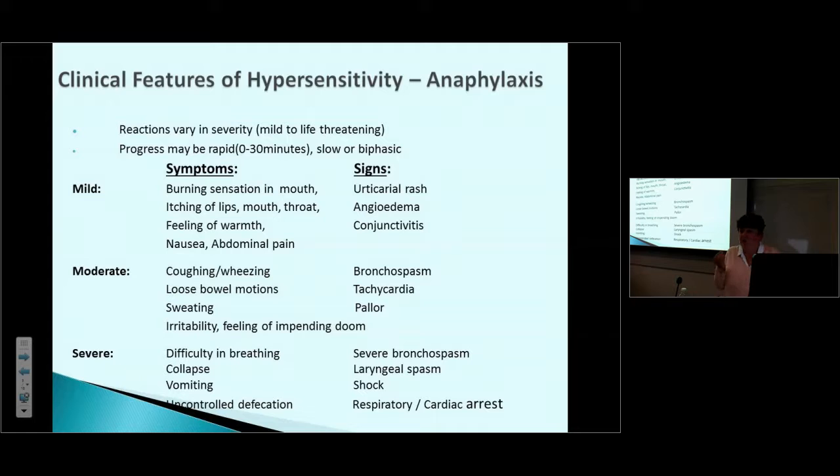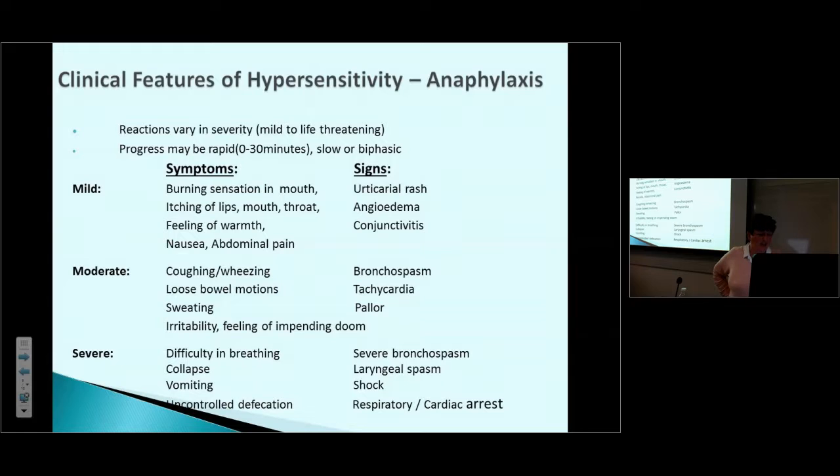Nausea, we can be tempted to think that nausea could be a problem as a side effect of the chemotherapy, but actually it can be one of the symptoms of anaphylaxis. As the anaphylaxis or the hypersensitivity reaction progresses, patients can develop more severe symptoms. So we can have things like coughing, wheezing, sweating. Patients go very pale, grey, clammy. Patients can start to get irritable and have a feeling of impending doom.